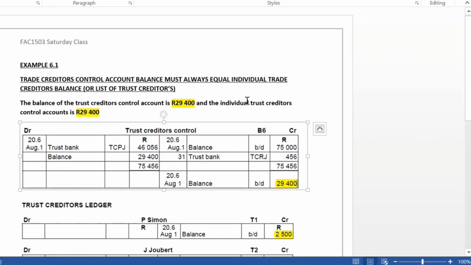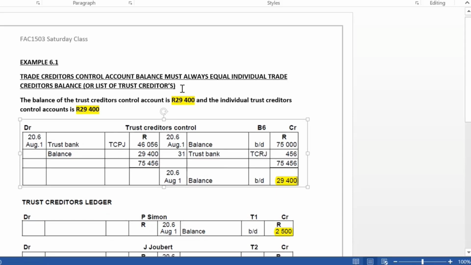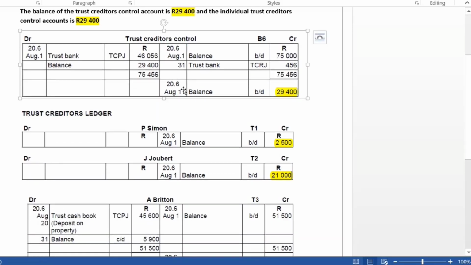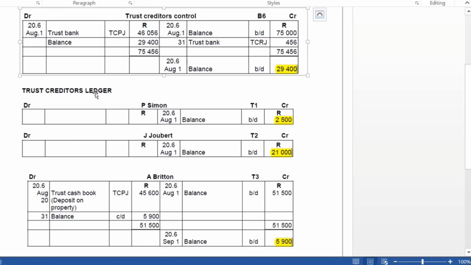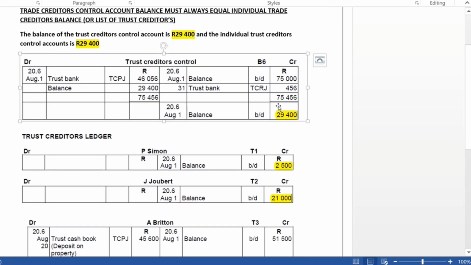So at the present moment, if the attorney has not rendered a service to the client or has even rendered a service, this is the balance that is left on the trust bank account, and this is what is left on the trust creditors control account. So basically now on the trust control account, there's 29,400 left.